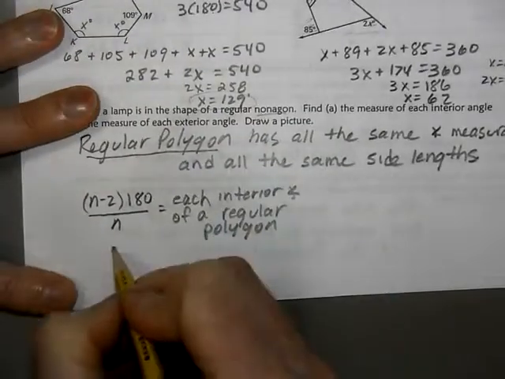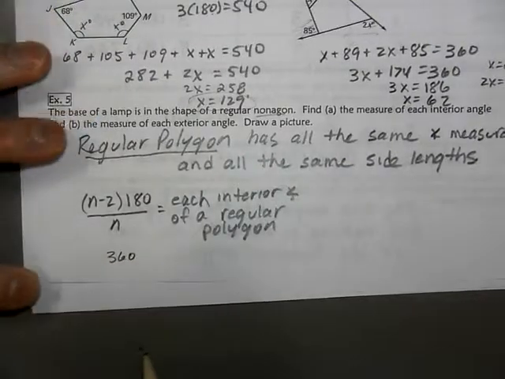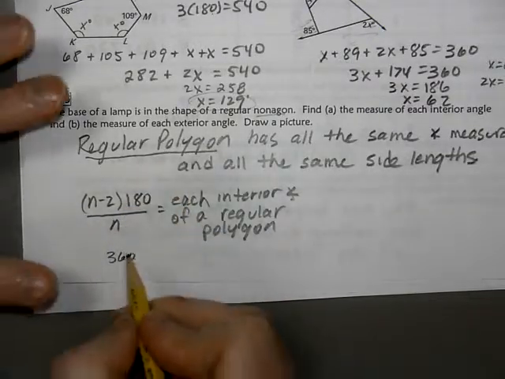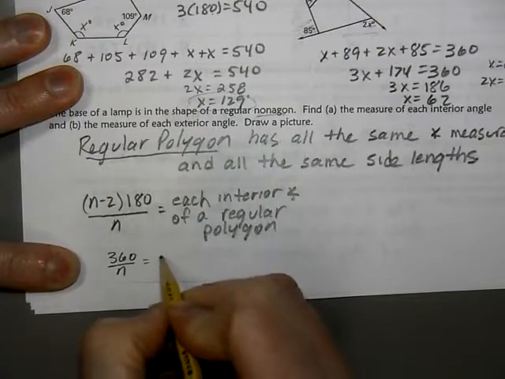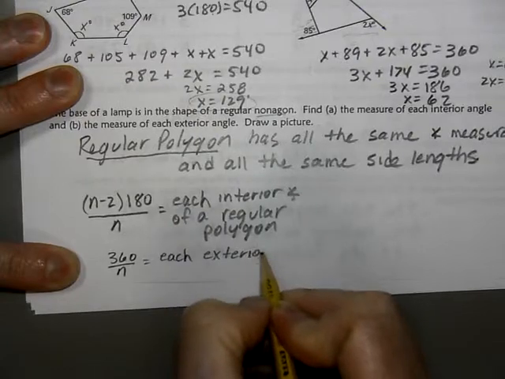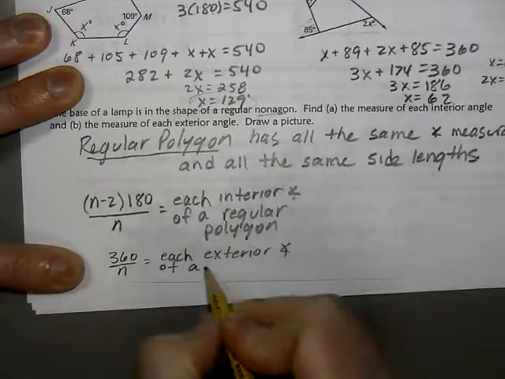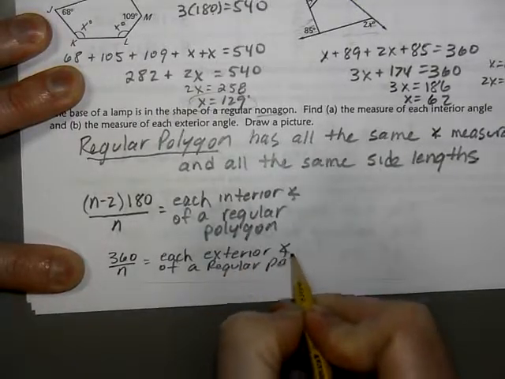Very similarly, the exterior angles always add up to 360, and if the exterior angles are all going to be the same, as they would be for a regular polygon, then we can divide that by n. And that's going to be each exterior angle of a regular polygon.